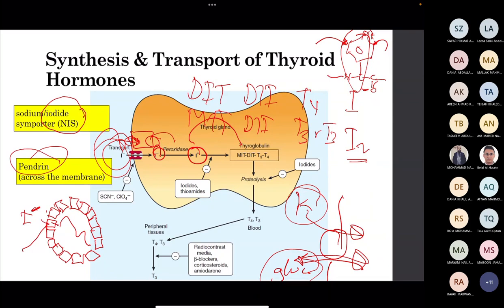Meaning, when the body needs them, they are released. Now when they are released by proteolysis, as we said, they circulate. The major circulating hormone is T4, which is thyroxine. When it reaches the peripheral tissue, T4 is the less active form. It needs to be converted to T3. This is done by an enzyme called 5' deiodinase, sorry. And this could either give T3 or reverse T3 similarly. And this is the active form, T3.